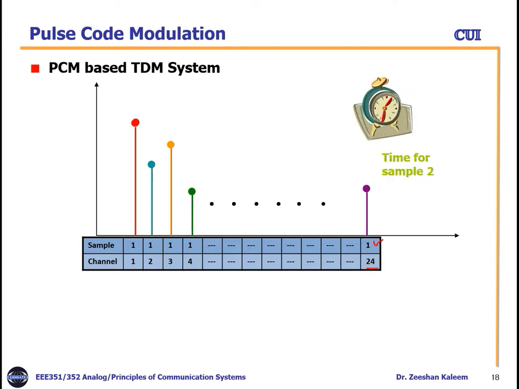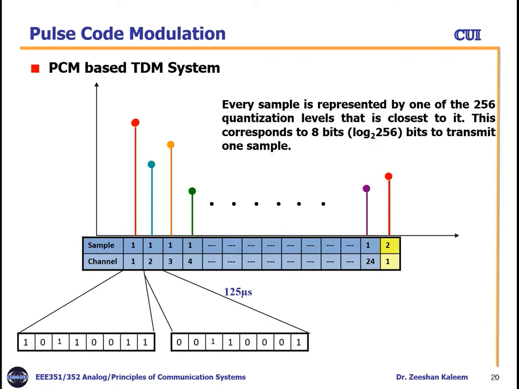And afterwards, 125 microseconds have passed, time for sample 2. Now there will be another sample from this user. Look at this: sample 2, user 1. It will continue for other subscribers as well. Every sample, as I mentioned, is represented by one of the 256 quantization levels that is closest to it. This corresponds to 8 bits. It means that for each sample we are transmitting 8 bits.